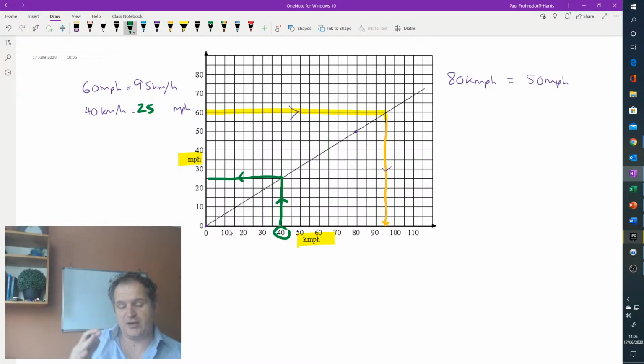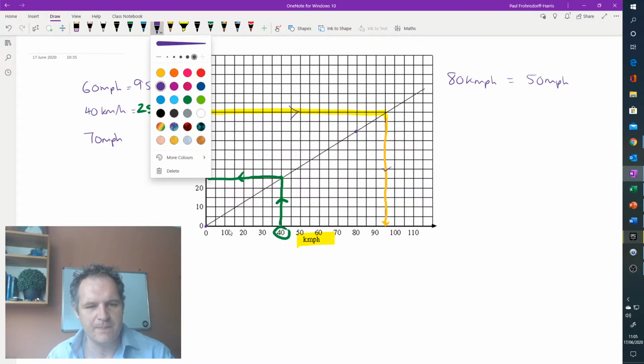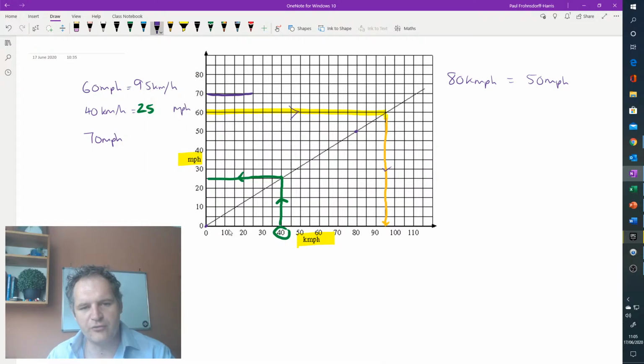Now, most of your speedometers have both of them on there, but it's useful to know how they relate to each other. Especially, imagine you were coming over here from France, and you wanted to know we have a speed limit on many of our faster roads of 70 miles an hour. So it's quite useful to know what 70 miles per hour is. If I read across, I'm trying to use as straight a line as I can. I would normally use a ruler if I was doing this in class, and read down.